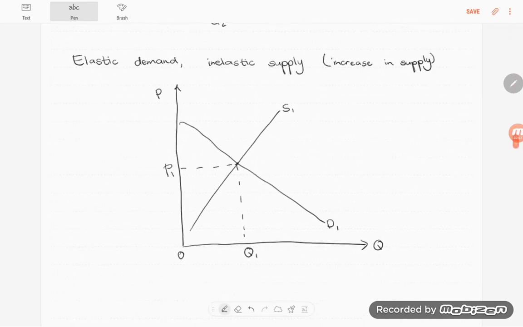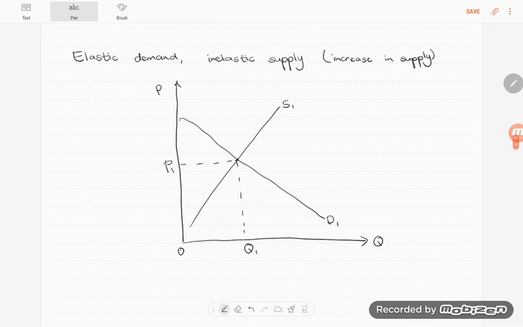We can do the same with an elastic demand and an inelastic supply curve. So with this, it's a not too steep, not too flat demand line, and it's a steeper supply line. If we then do an increase in supply, S2, we move from the original equilibrium to the new equilibrium, Q2, P2. So again, it's a relatively small price change and a small quantity change.